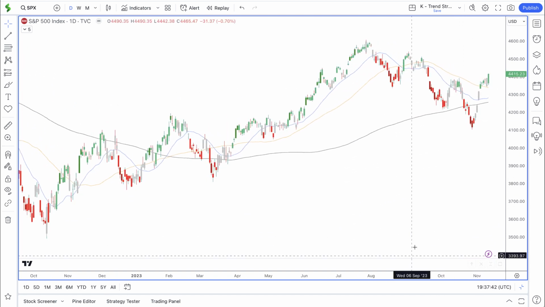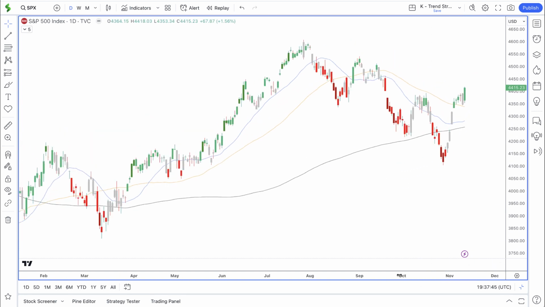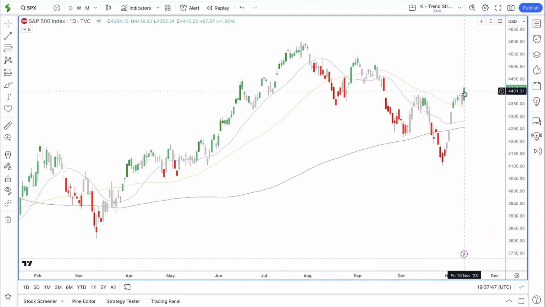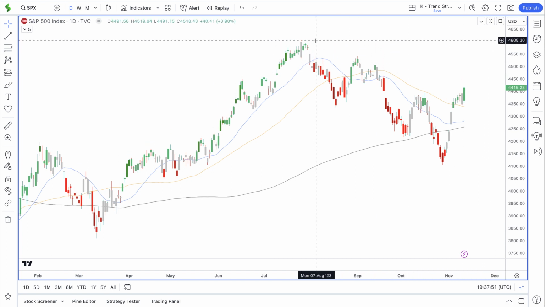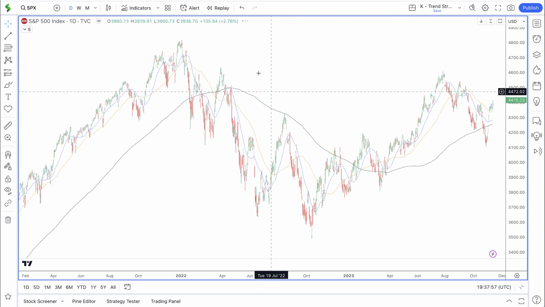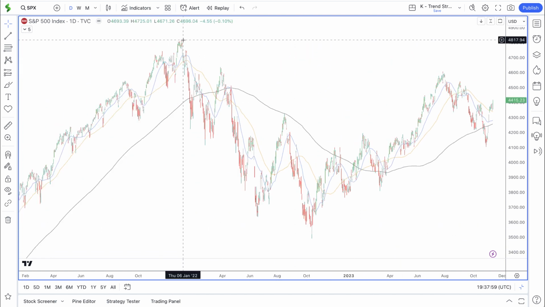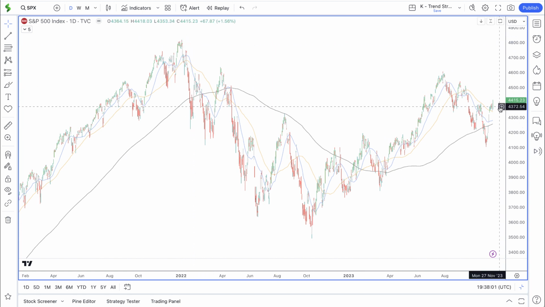So if we look at the daily here, we just need to see price continue to rise and form a pattern of higher highs and higher lows, and we want to see that momentum take price above this July high, which I mentioned on the weekly time frame. And then above the all-time high up here. But the important thing is that price is above all three moving averages and is looking strong right now.